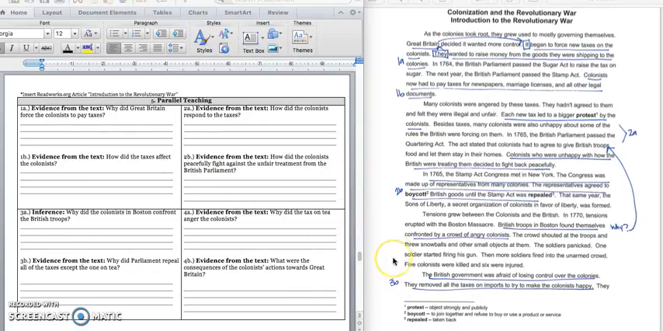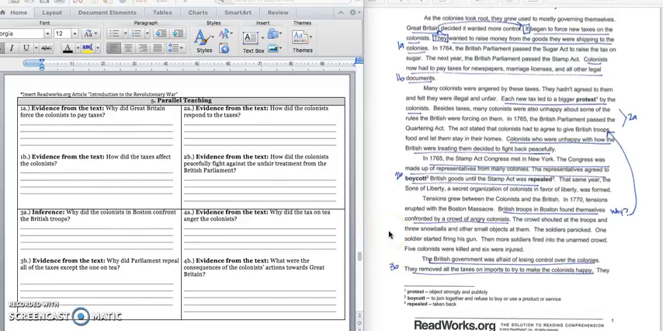We're at paragraph 4. Tensions grew between the colonists and the British. In 1770, tensions erupted with the Boston Massacre. British troops in Boston found themselves confronted by a crowd of angry colonists. The crowd shouted at the troops and threw snowballs and other small objects at them. The soldiers panicked. One soldier started firing his gun. Then more soldiers fired into the unarmed crowd. 5 colonists were killed and 6 were injured.